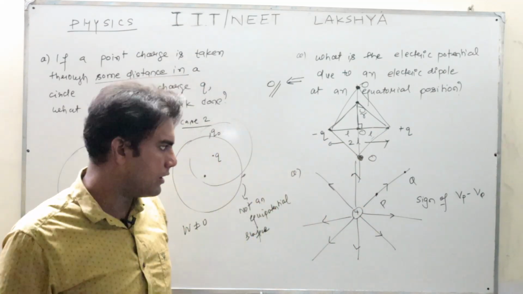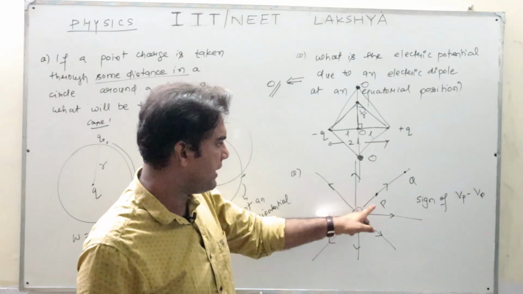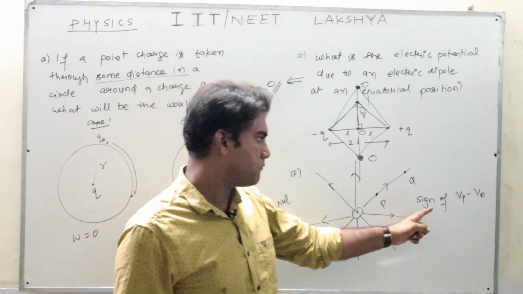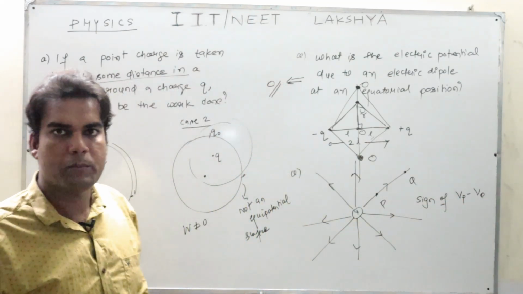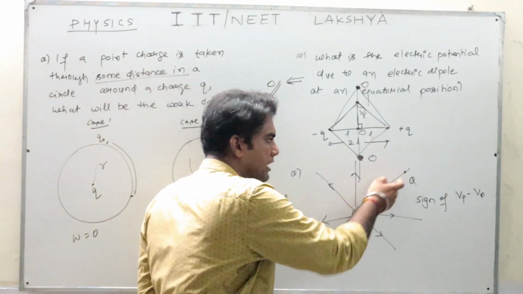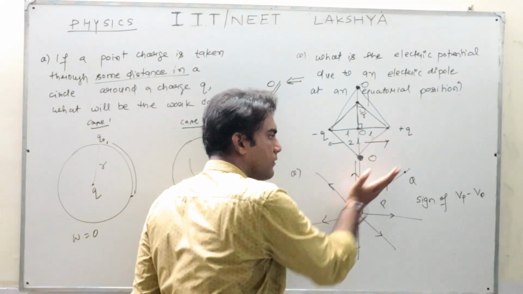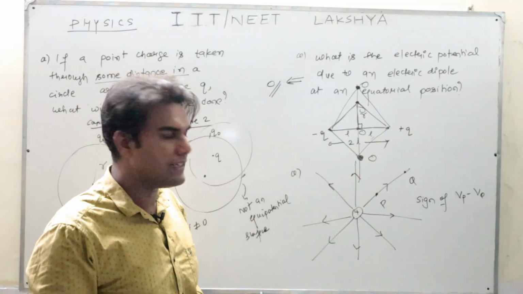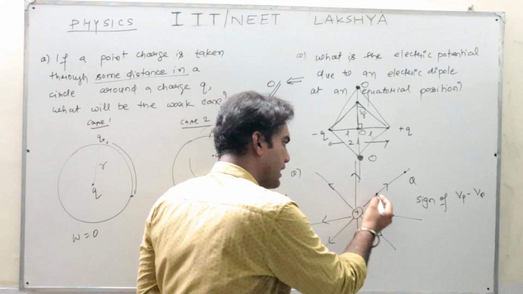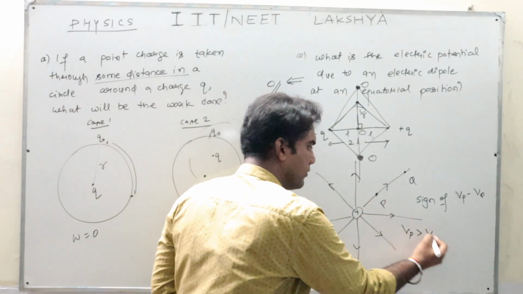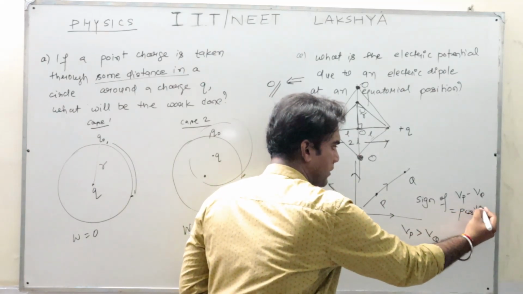So point 1 we have done. Now 2 points are taken on this field line. One is point P, another point is Q. They are asking the sign of Vp minus Vq. Vp means potential at point P, and Vq means potential at point Q. You know that in the direction of the electric field, potential decreases. So when you are moving in the direction of the electric field, potential decreases. It means that the potential of P will be more than the potential of Q. So Vp minus Vq will be positive. The sign will be positive.